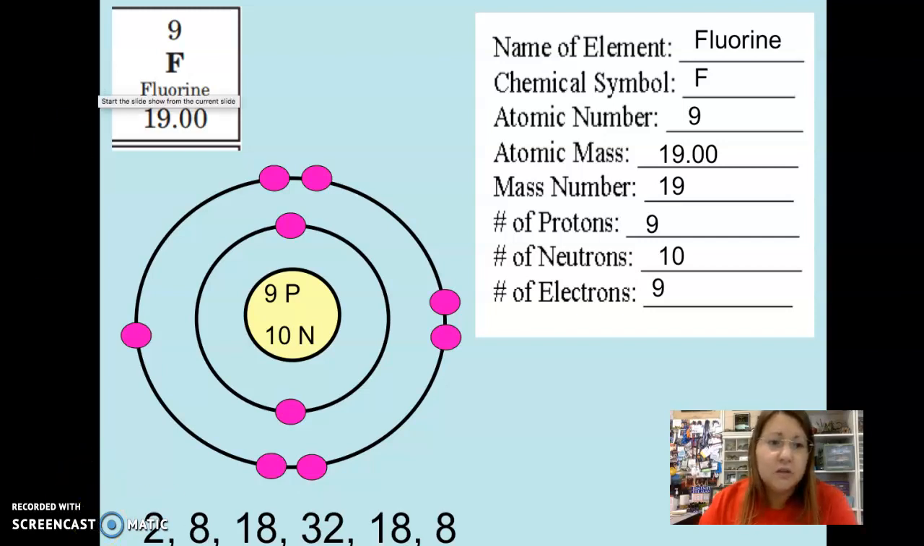So we're going to do 2 more examples in your notes. We're going to look at phosphorus, which has atomic number 15, and potassium, which has atomic number 19. So try those on your own and use your periodic table to help you.